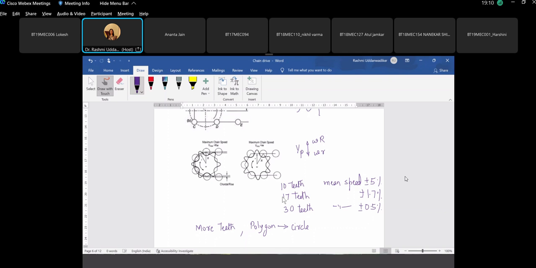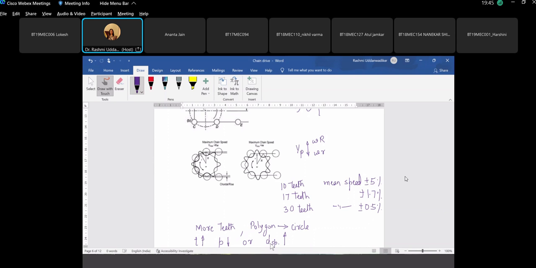But what happens with increase in the number of teeth is this pitch. Pitch is a distance between any two pins of a single chain. The value of pitch decreases because you have to increase the number of teeth. So they will be placed very close. So either the pitch reduces to increase the number of teeth, or you will have to increase the diameter of the sprocket. Increase the diameter of the sprocket if you want to increase the number of teeth.